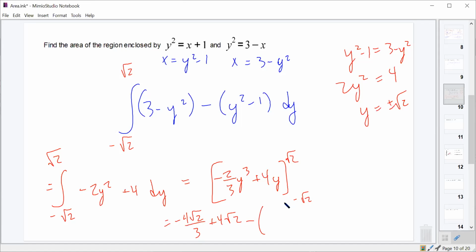minus, and then that one's going to become a positive 4√2 over 3 when we cube the negative and have a negative sign in front of it. And then a minus 4√2. And getting common denominators and simplifying all that down, what do we end up with? That's a -8√2 over 3 plus 8√2. So -8√2 over 3 plus 24√2 over 3, or 16√2 over 3. Good or no? We're going to do another one in terms of y here also, but let's make sure we're okay there.